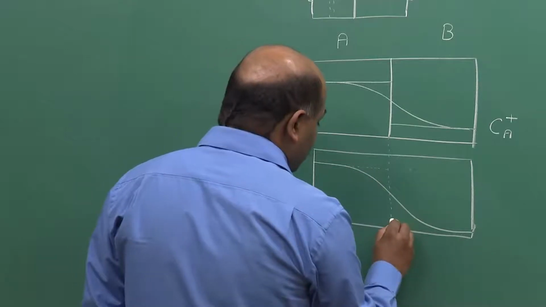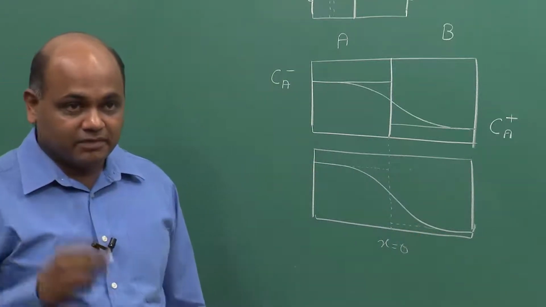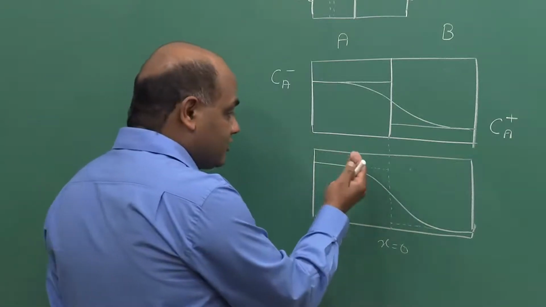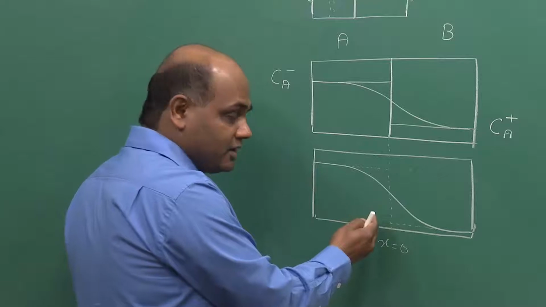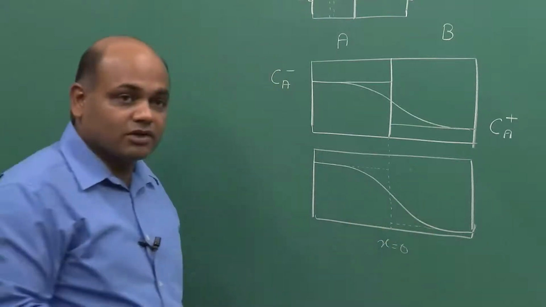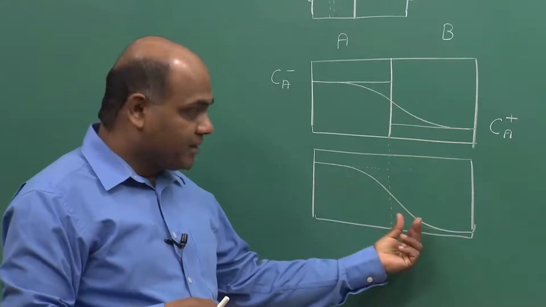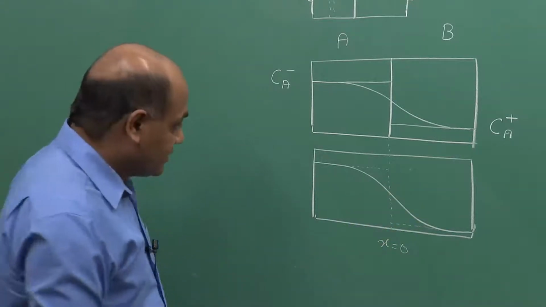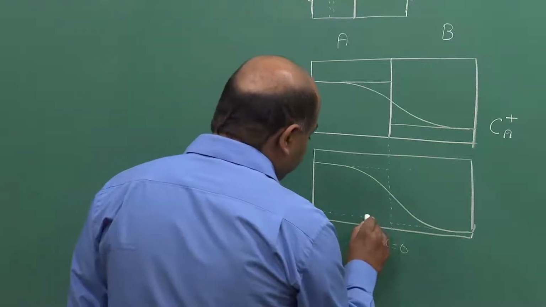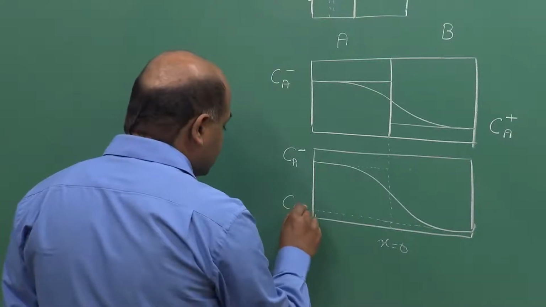So, the simplest way is to do the mass balance, because we know the loss of A on the left side of this initial contact plane should be equal to the gain in A on the right side of this initial contact plane. So, whatever A has diffused from left should appear on right. That is the simple principle that we use. So, if we do that, this is C_A minus, this is C_A plus.